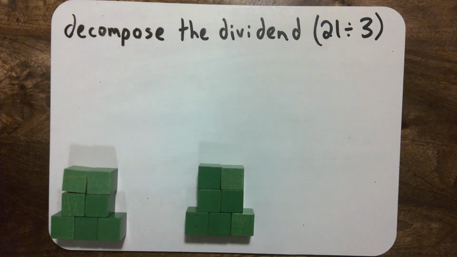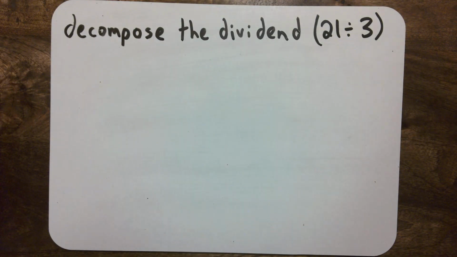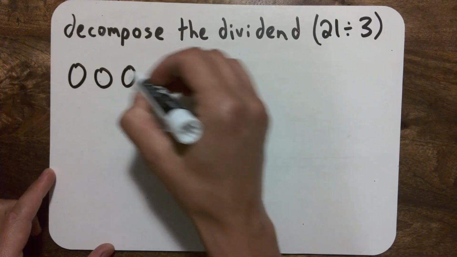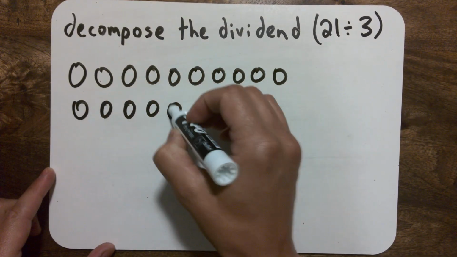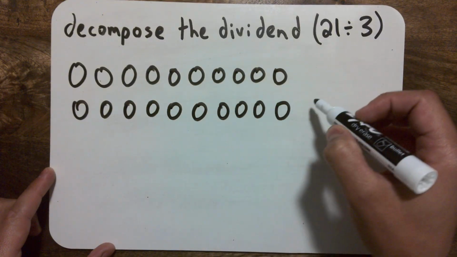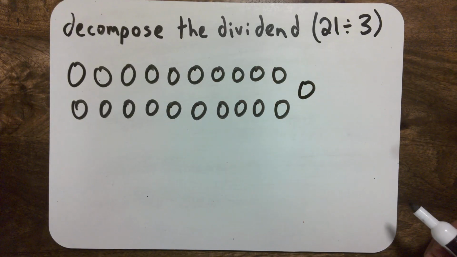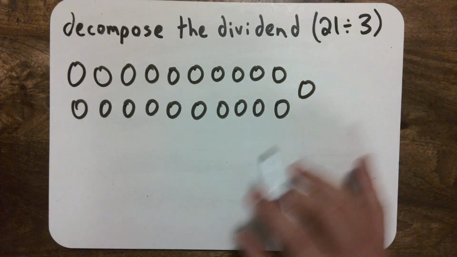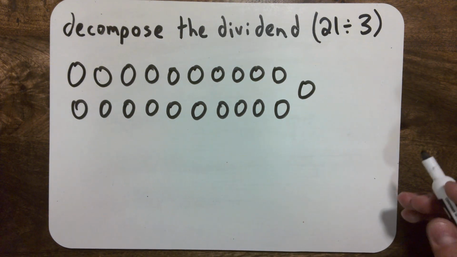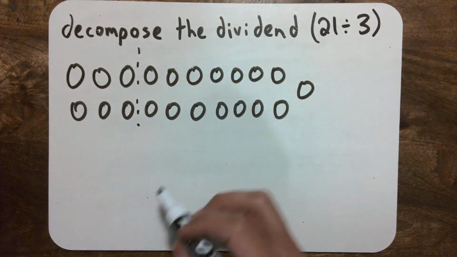So that's a concrete model for that strategy. And then representational is going to look similar. Okay, so we have 21 counters. Again, maybe we can't quite easily see how many to put into each of the three groups if we have all 21. So again, all we're doing is thinking of this in two separate pieces.